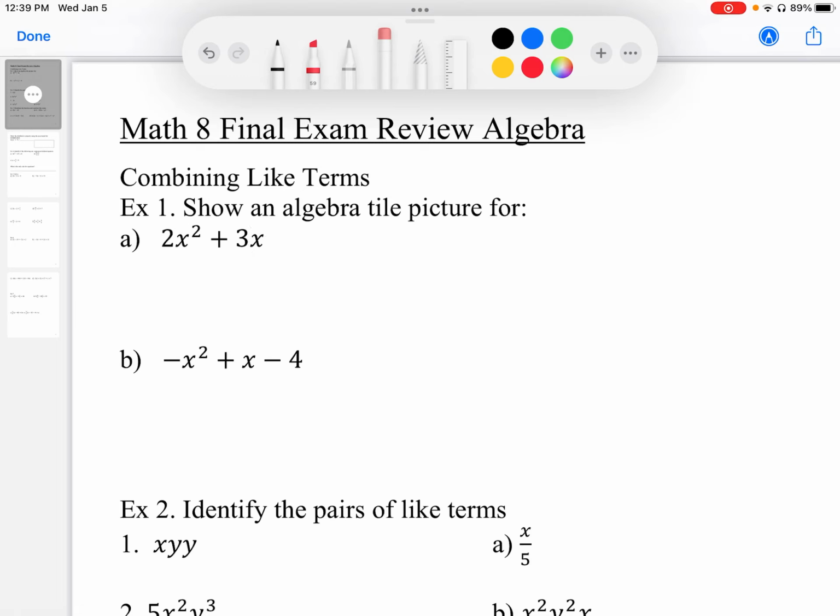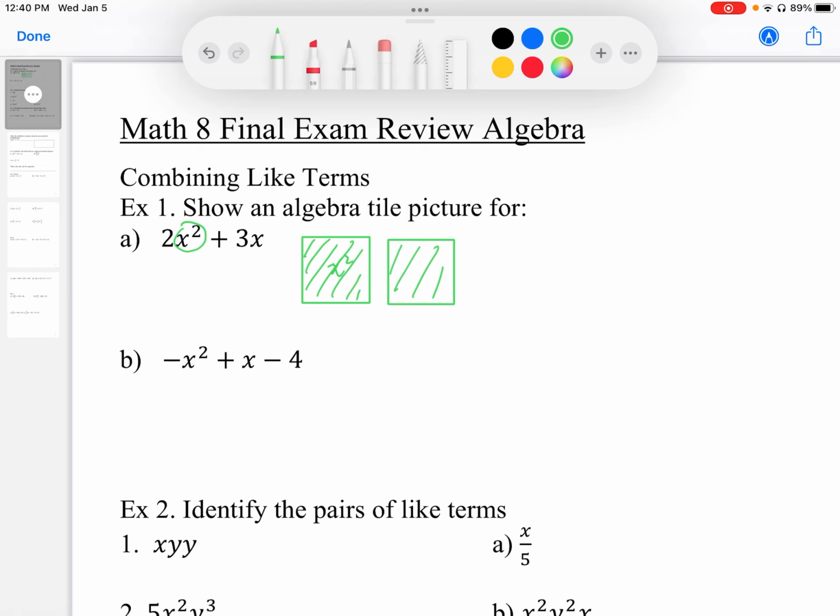So if I have something that looks like this and I want to draw it, I can show an algebra tile drawing with x squareds. I can show two squares. In this case, I'm going to shade my positive one. So there's a positive x squared. That represents two positive x squareds.